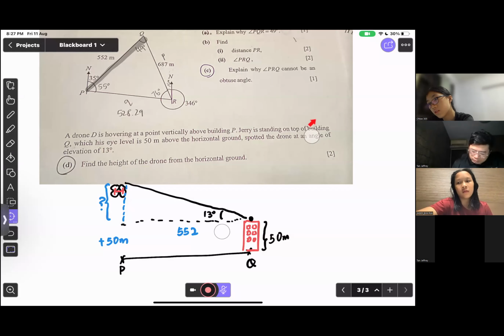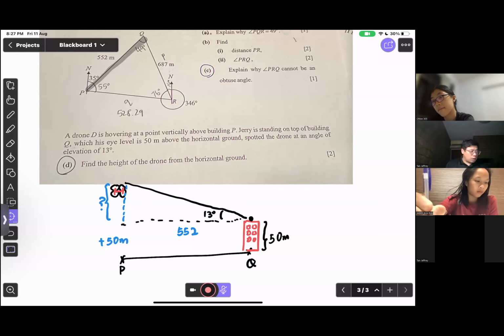Okay, can. Yeah. So this part is done. I just use tangent 13 degrees equals unknown height over 552. Correct. And the answer is plus 50 meters. Correct. Based on the solution I'm looking at, it should be correct.